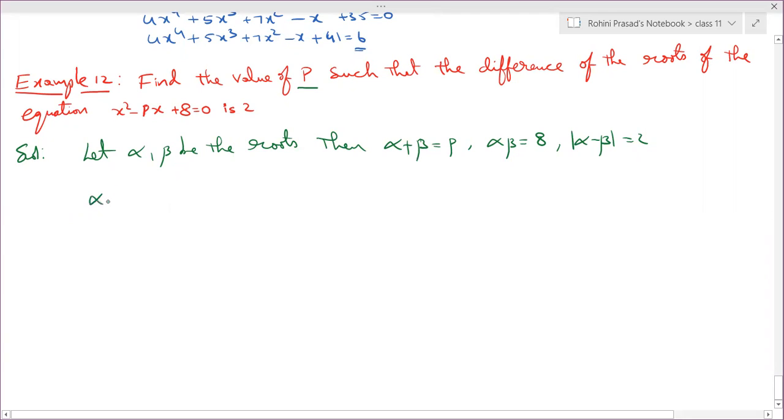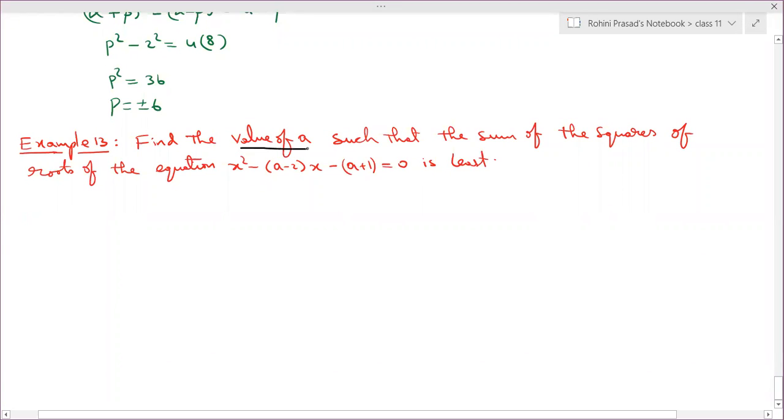So consider the relation between these: alpha plus beta the whole square minus alpha minus beta the whole square equal to 4 alpha beta. If you use this relation, this is p square minus 2 square equal to 4 into 8. So p square equal to 32 plus 4, 36. So p equal to plus minus 6.